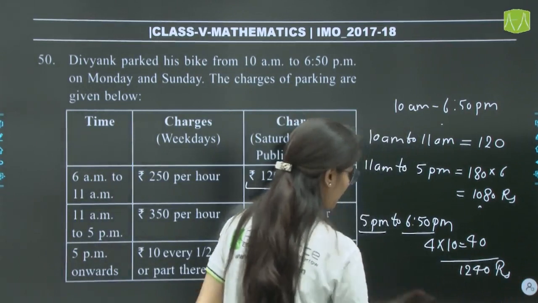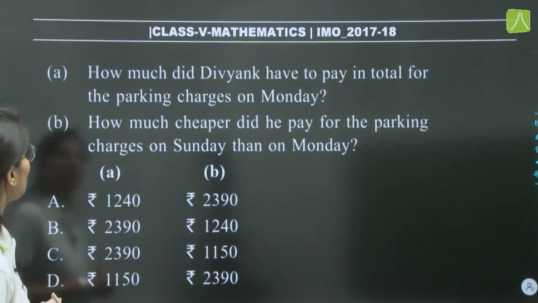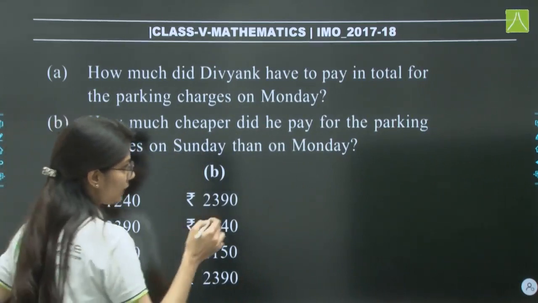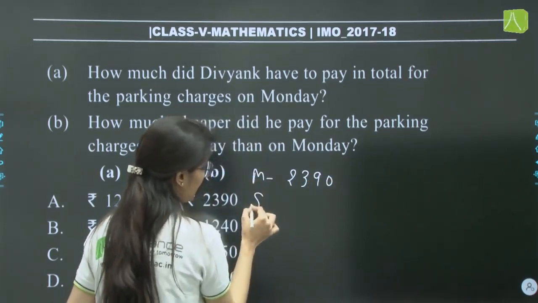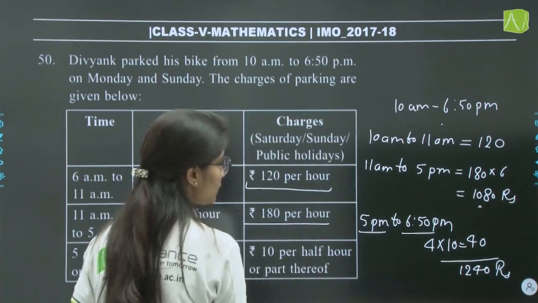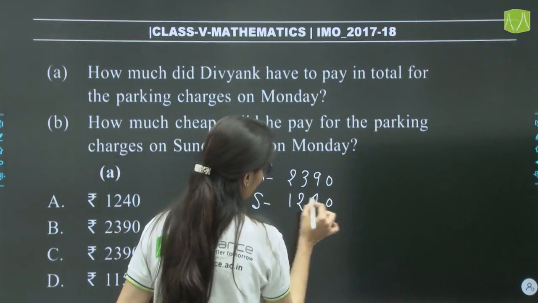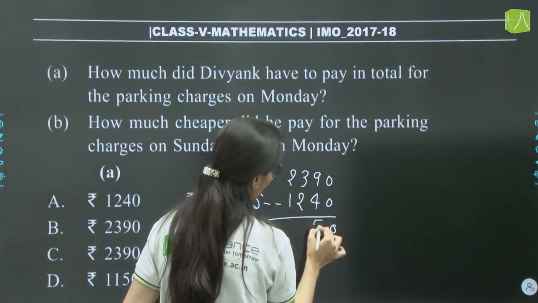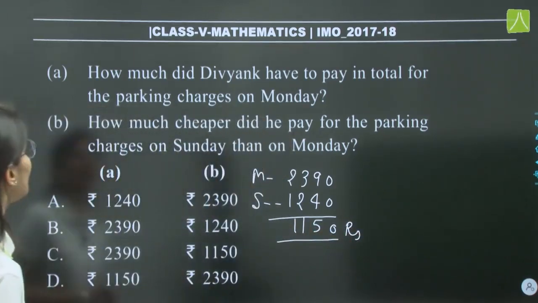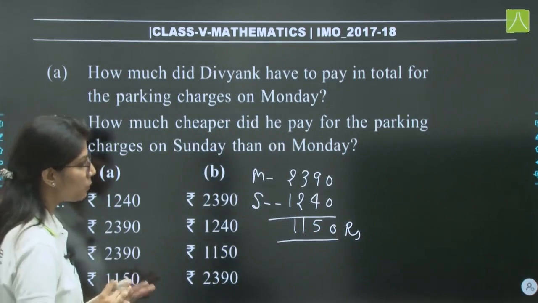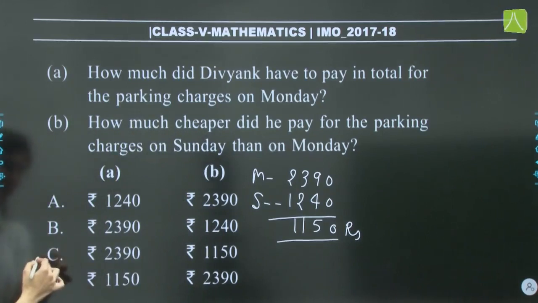Now the second part: how much cheaper did he pay for the parking charges on Sunday than on Monday? We know that the charge for Monday is 2390 and the charge for Sunday is 1240. So you have to subtract: 2390 minus 1240 will be 1150. Divyang has to pay 1150 more on Monday than on Sunday. So the answer is 1150 and 2390, option C.